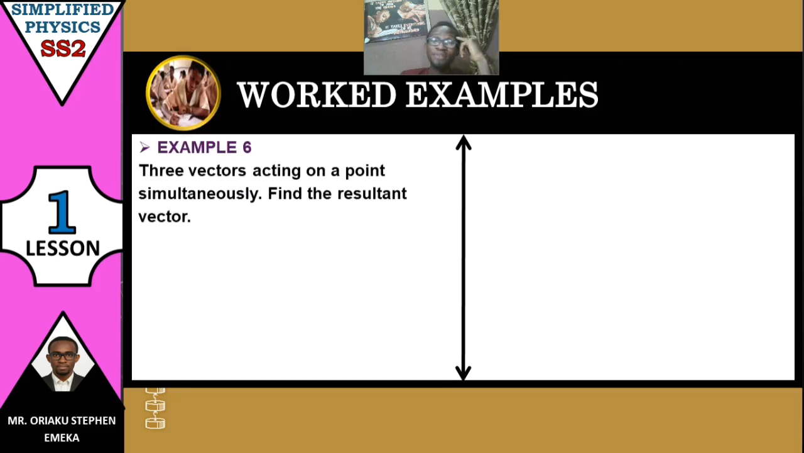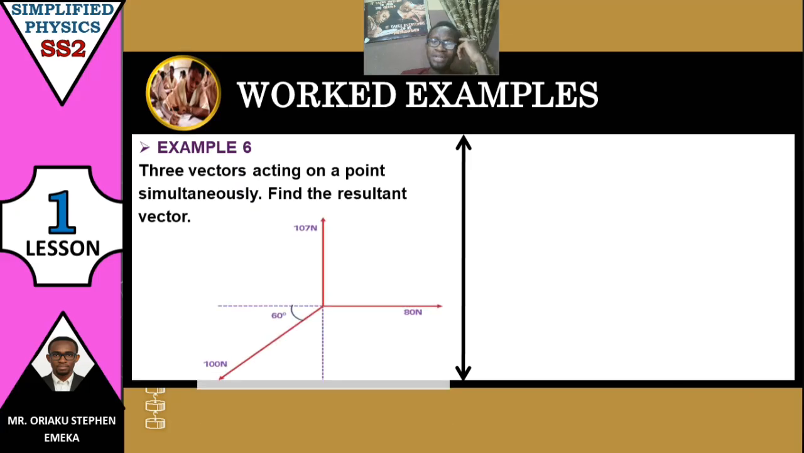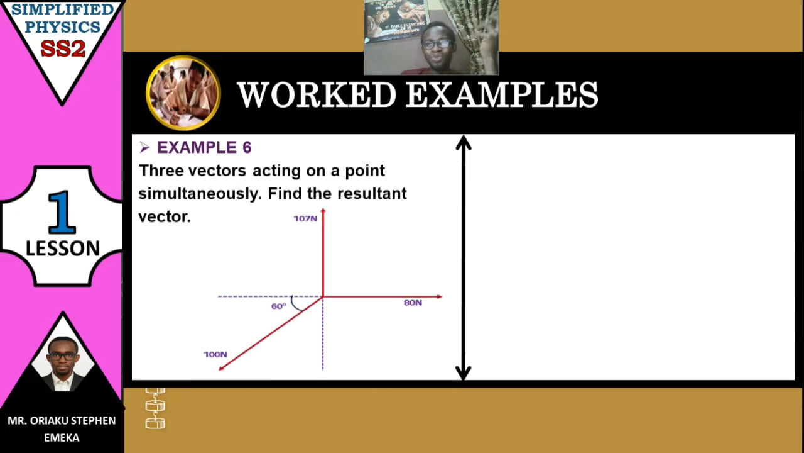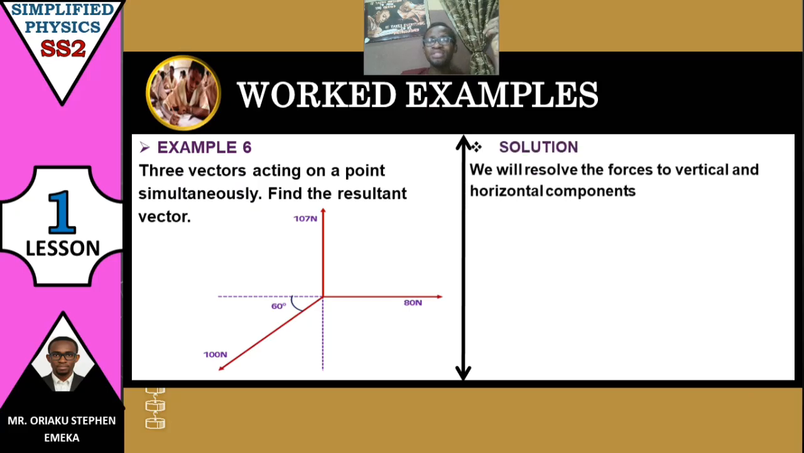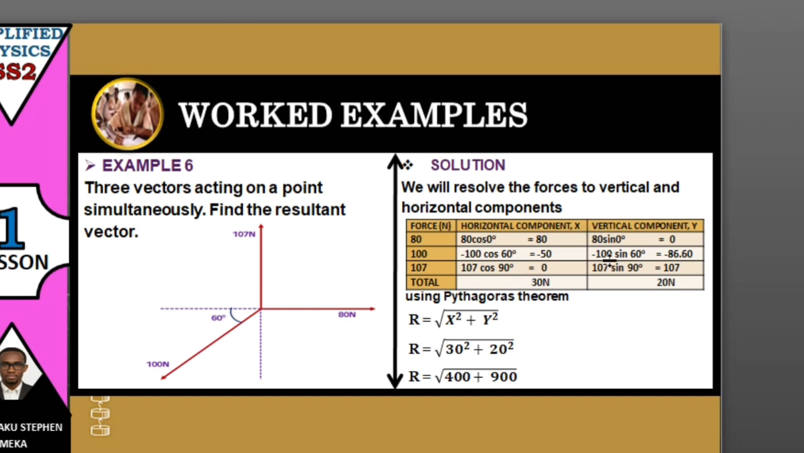Now look at this, we have three vectors acting on the point simultaneously. Find the resultant vector. Look at these three vectors, three of them acting on the point. So what will be the result and the effect of these three forces? So let's go. The first thing to do is to resolve this into vertical and horizontal components. Look at this. So how do we solve this?